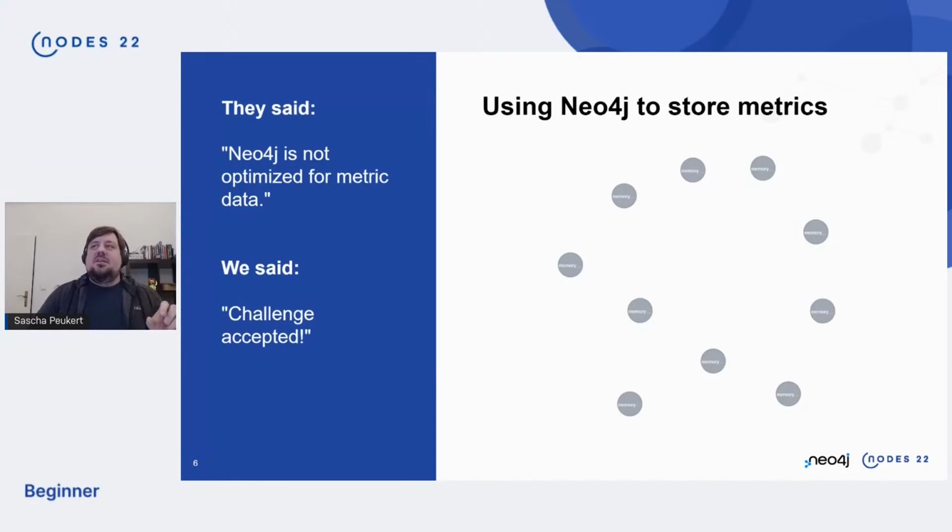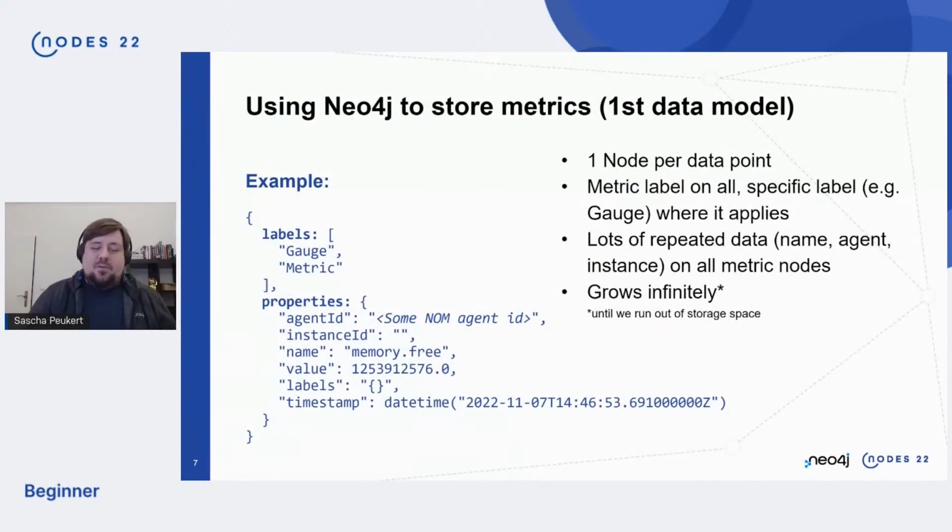Let's look at the nodes. Let's look at the first data model that we came up with. You can see here in this little JSON representation that we have labels. Cool. So it's a metric label on all of them, makes sense. There's an additional label telling you what kind of metric that is. So it's a histogram or Gaussian metric or whatever. And then there are certain properties. Which NOM agent is that thing coming from? Which instance was that on? Obviously the name, the value, additional labels, the timestamp, really important.